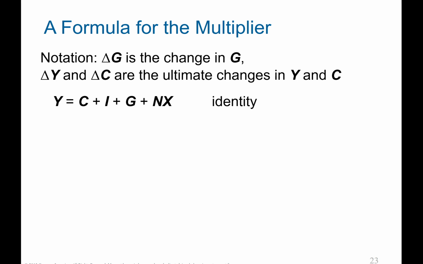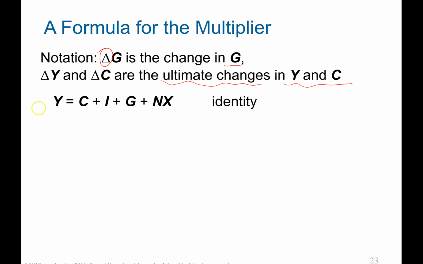We have a nice, neat formula for the multiplier, and the little delta that you see here stands for change. It's just a nice simple notation. And so we see change in government expenditures, and then change in Y and change in C are the ultimate changes, meaning that after we've applied the multiplier effect, the ultimate changes in Y and C.